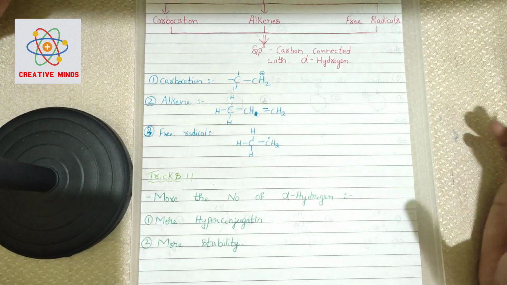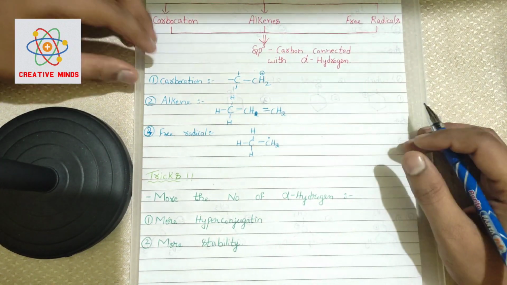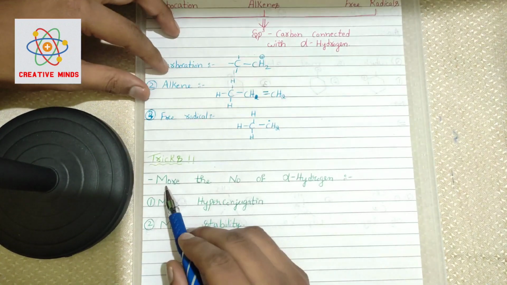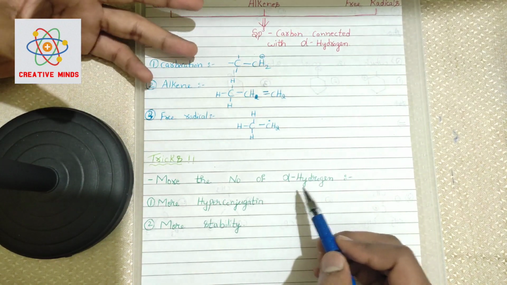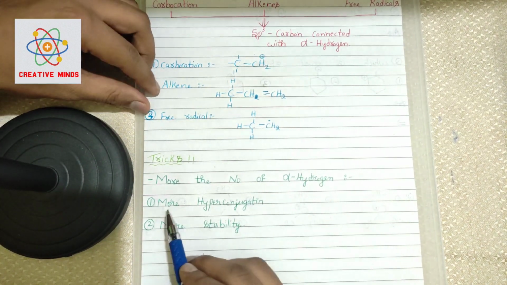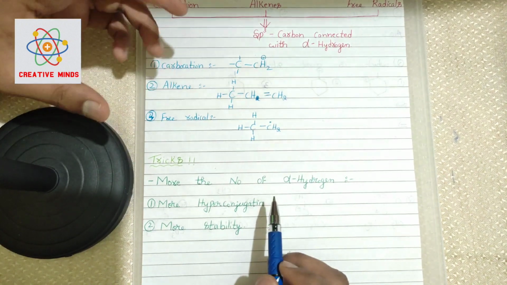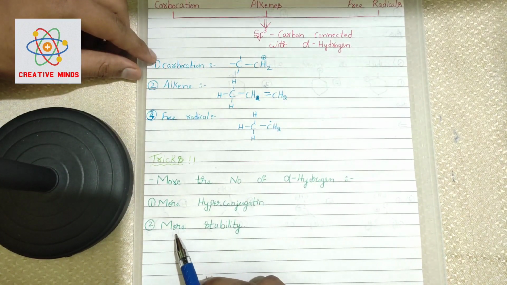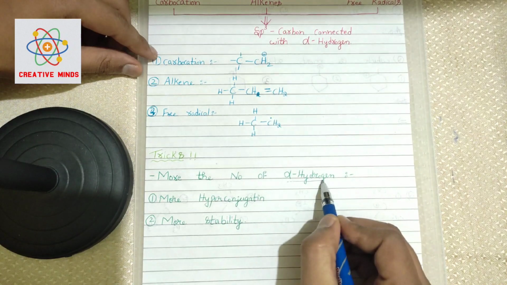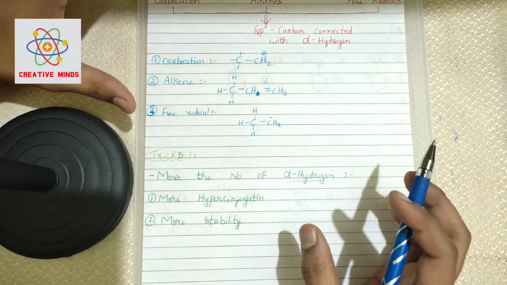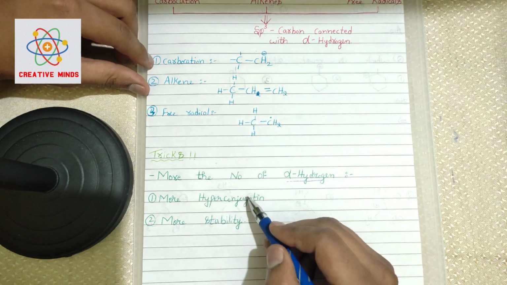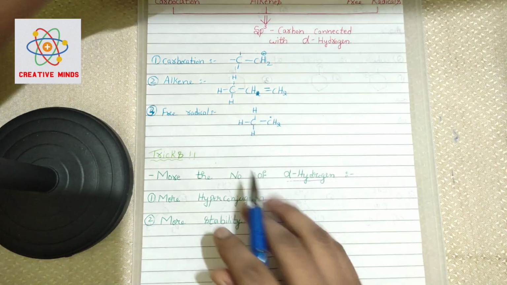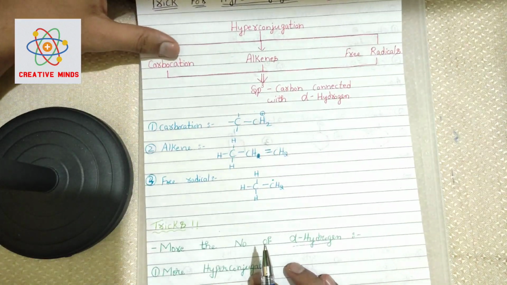Now, what are the tricks? Here comes the major and most important tips and tricks. The more the number of alpha hydrogen in a compound, the more hyperconjugation effect we can observe in that compound, and it has more stability. The more the alpha hydrogen, the more the stability. Very simple concept, no need to get tensed. More alpha hydrogen, more hyperconjugation. More hyperconjugation, more stability. That's all. Now let us apply the tips and tricks I told you on some examples.